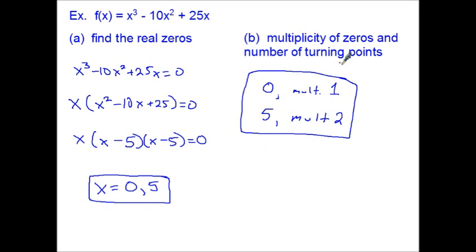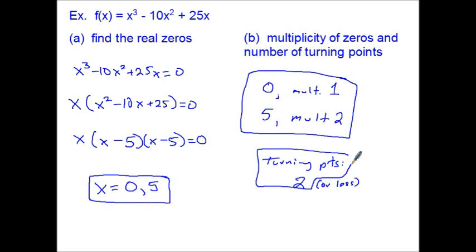So then the number of turning points, again, now I'm going to do this before I have the graph. So the turning points, well, at least for now, I know it's going to be 2 or less, although quite honestly at this point it's going to be 2.